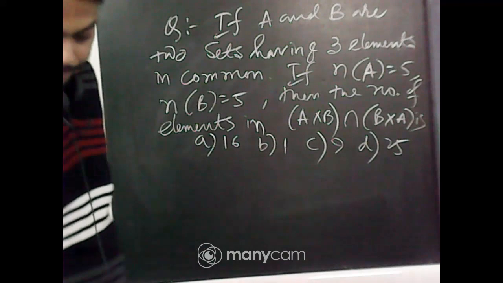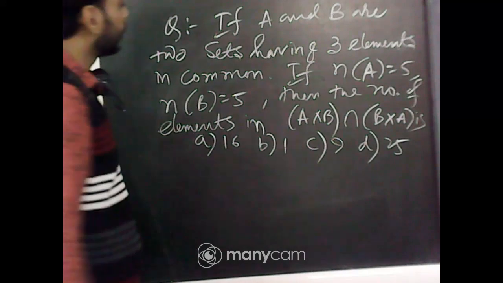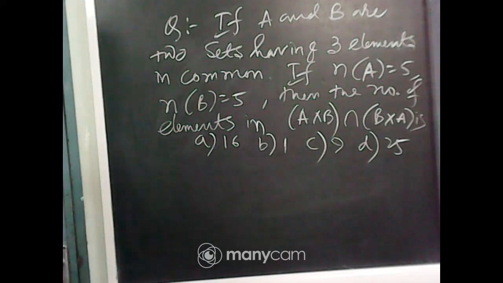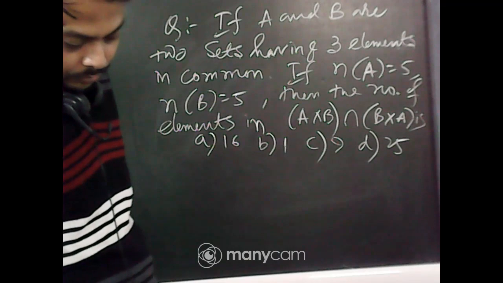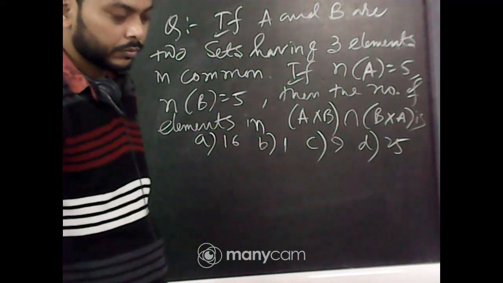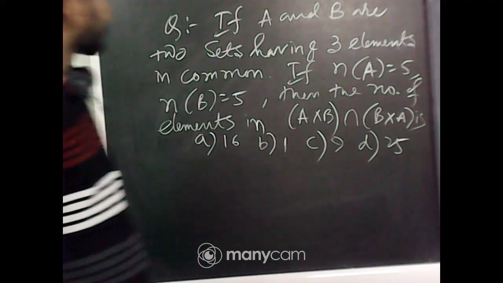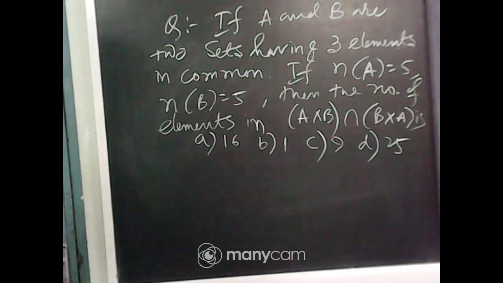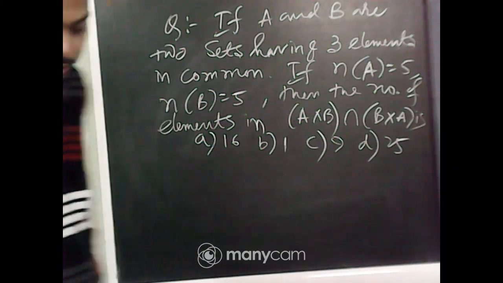Try to do it. If A and B are two sets having three elements in common, if n of A equals 5 and n of B equals 5, then the number of elements in A cross B intersection B cross A. I am waiting for your answer. Respond me with your answer.